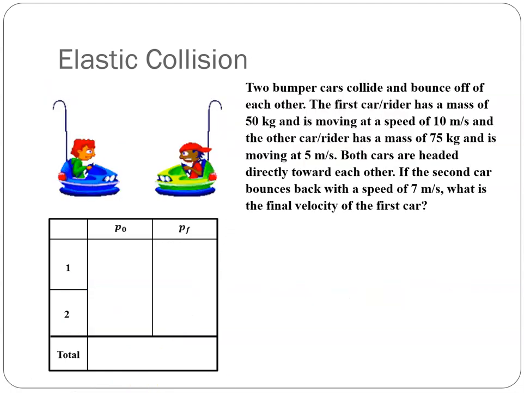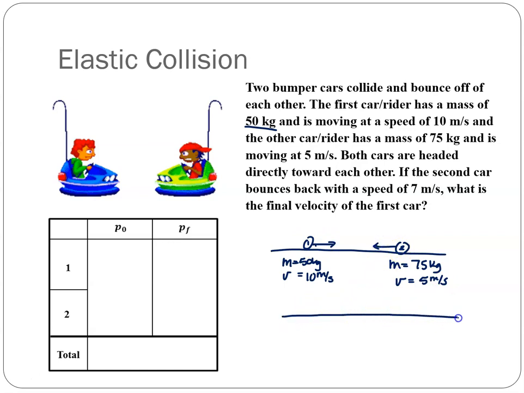So again, we can do a problem with the bumper cars. And we would have our bumper cars, and I'm just going to make circles because I don't draw. I'm going to call this one 1 and this one 2. Based on the problem, the first car in Ryder has a mass of 50 kilograms and is moving at a speed of 10 meters per second. The second one has a mass of 75 kilograms and is moving at a speed of 5 meters per second. And they are moving towards each other.